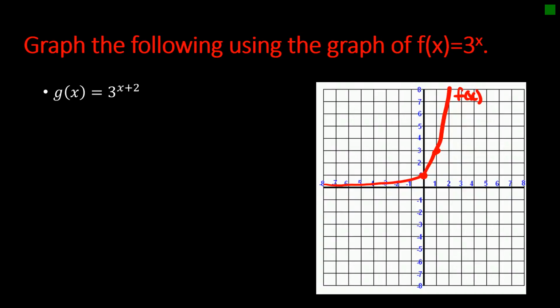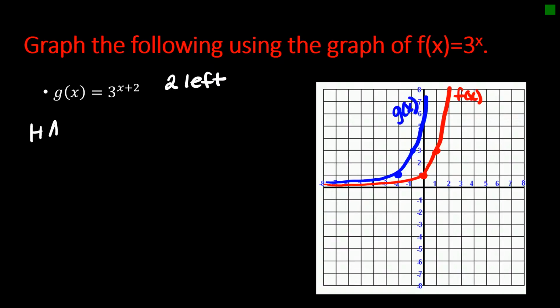Let's look at g of x. G of x is 3 to the x plus 2 power. So when you're adding 2 within the power, this is going to shift your graph 2 units left. So I go to my previous points here, and I shift them over 2 to the left. I shift this point 1, 3 over 2 to the left. Now when I shift this graph left or right, my horizontal asymptote is not going to change. So this is my graph of g of x.